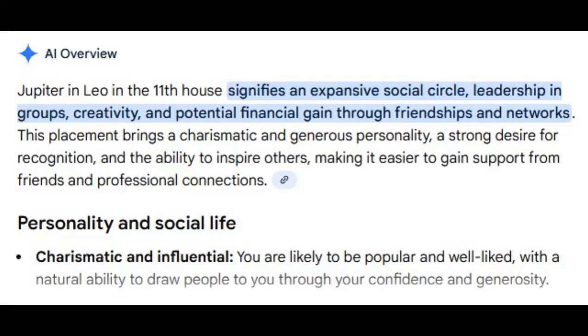Okay, in screenshot number 7, I'm actually showing Jupiter in the 11th house signifies an expansive social circle, leadership, and groups, creativity, potential financial gain through friendships and networks. This placement brings a charismatic, generous personality, a strong desire for recognition, the ability to inspire others, right? So somebody says, you're such a clown, were you born that way? Yeah, you were. Look at that placement right there. You were destined to be a stage hound, somebody that inspires others, someone who stands before an audience. That is your life path.